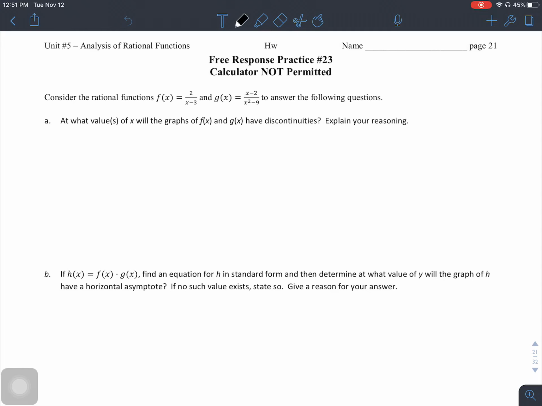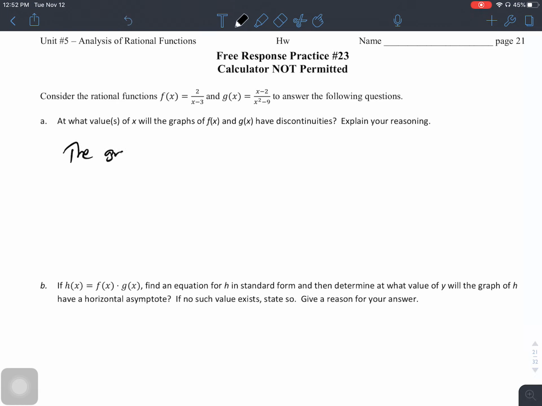Pre-AP Pre-Calculus Free Response Practice Problem number 23. You cannot use a calculator. Consider the rational functions f of x and g of x to answer the following questions. Question A. At what values of x will the graphs of f of x and g of x have discontinuities? Explain your reasoning. I'd like to explain my reasoning first.